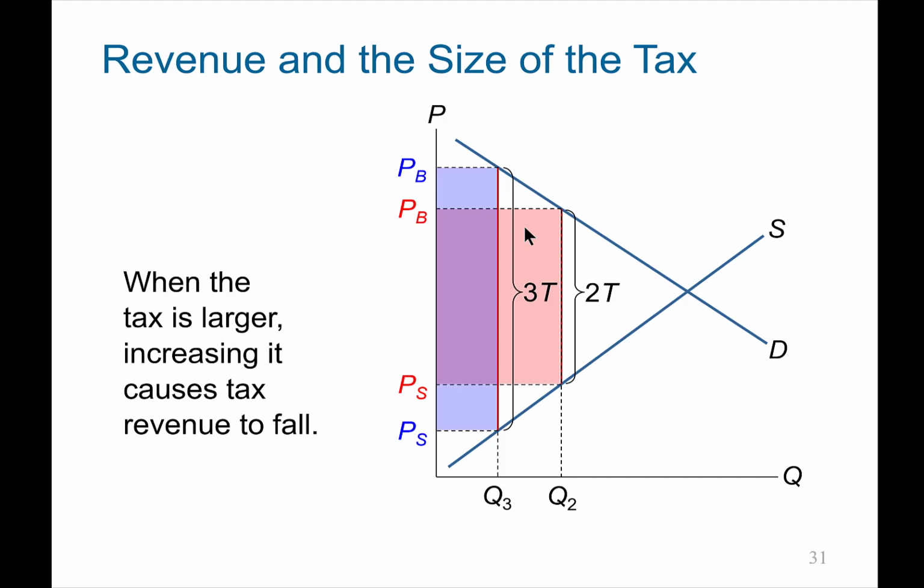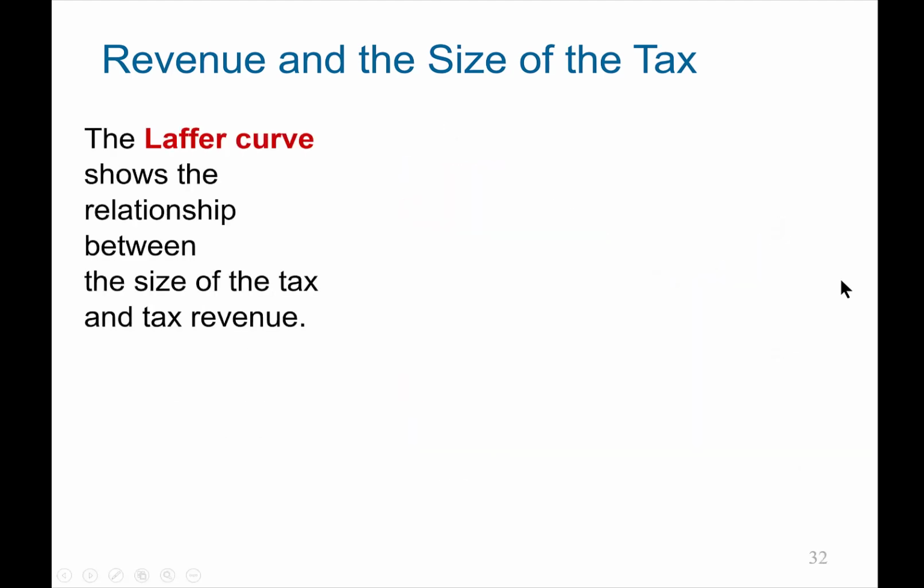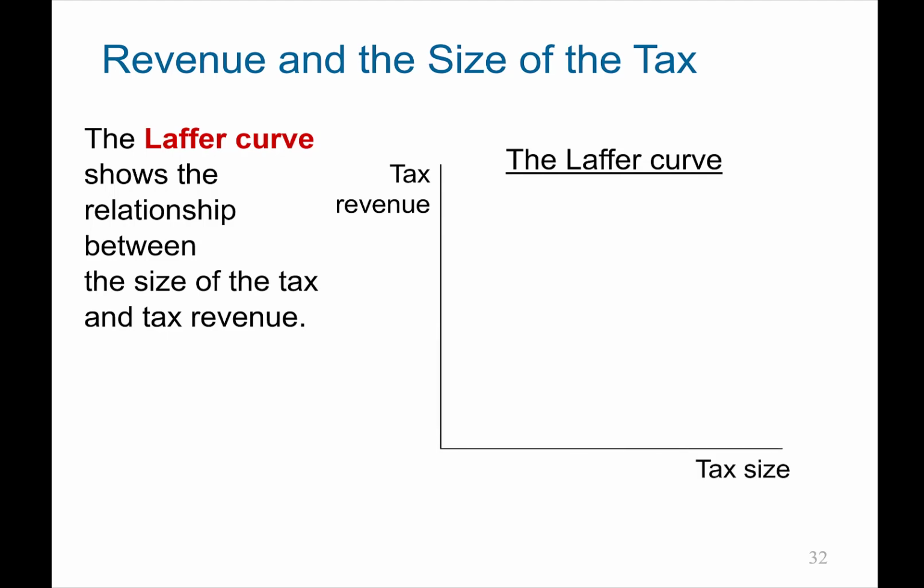So again, what did we do? We started with a small tax and we said if you make it bigger, tax revenue will go up. But be careful, if you make it too big, tax revenue will start going down. So that's an important relationship to understand. And that relationship is modeled on what is known as the Laffer curve. Okay? The Laffer curve models, again, the relationship between the tax size and tax revenue.